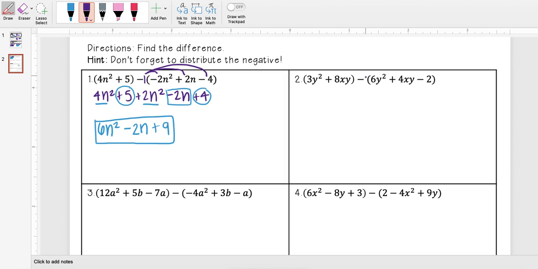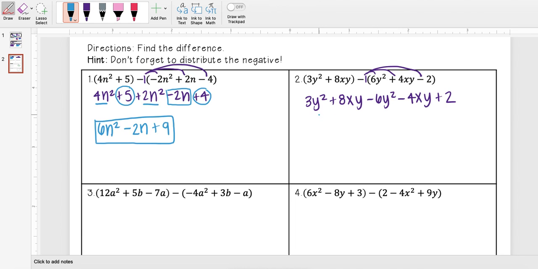So here, again, I want to distribute my negative. So now I have 3y squared plus 8xy. The 6y squared is now going to become a -6y squared. 4xy will now be -4xy. -2 will now become a +2.